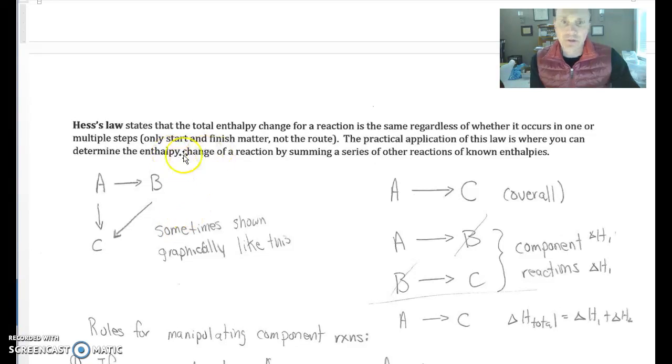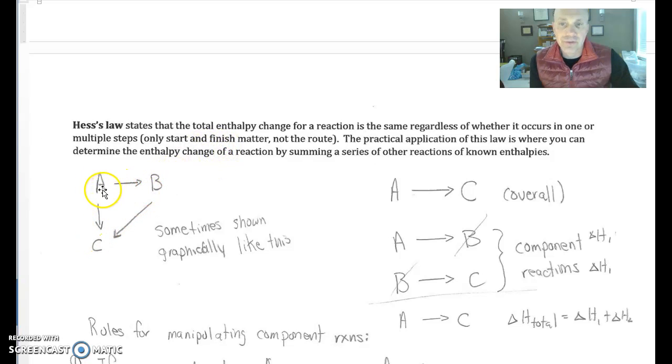In this video, we're going to be talking about Hess's Law. Hess's Law is a tool that's used in determining different types of enthalpies for reactions. Essentially what Hess's Law states is that it doesn't matter whether you're going straight from reactants to products or going through some intermediate.